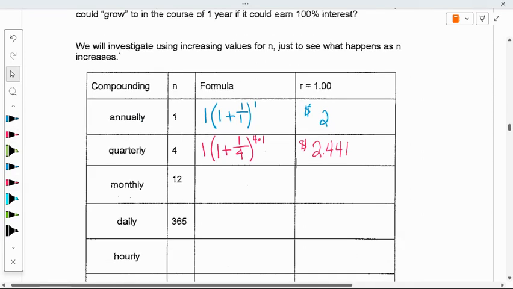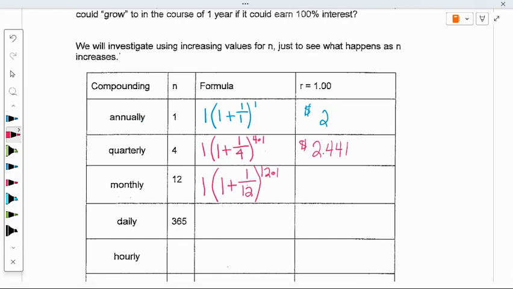So what do you think is going to happen if we compound it monthly? Well, I began with $1, and then my formula is 1 plus 100% divided by 12, because monthly happens 12 times, and I'm only doing this for a year. So 1 and 1/12 to the 12th power is what? I got 2.613. Did anybody else get that? Okay, Noah said yes, so we're going with it.